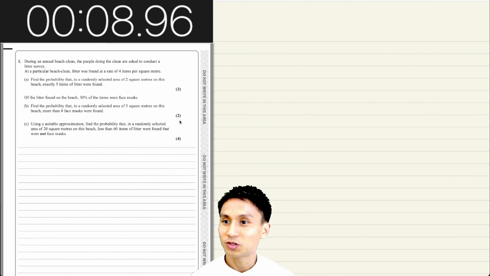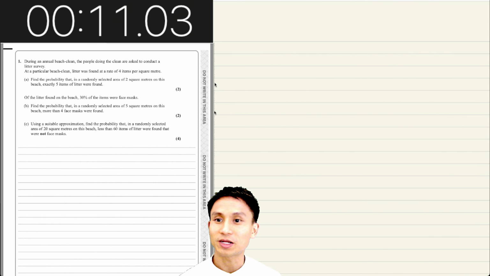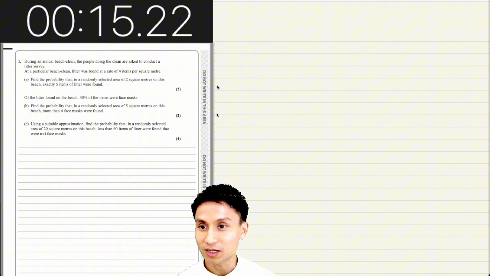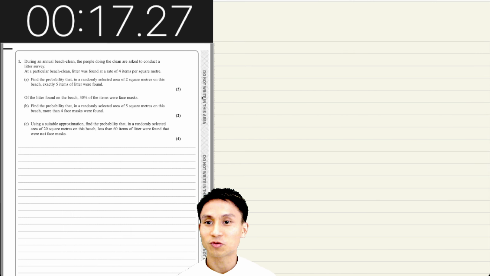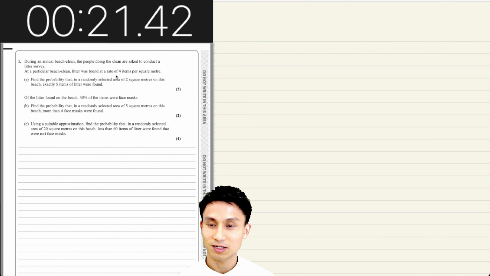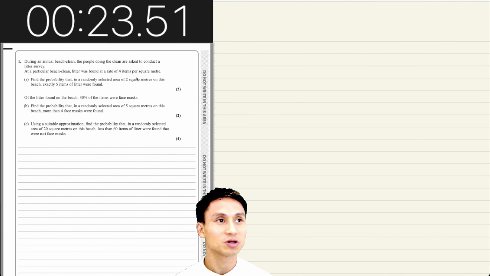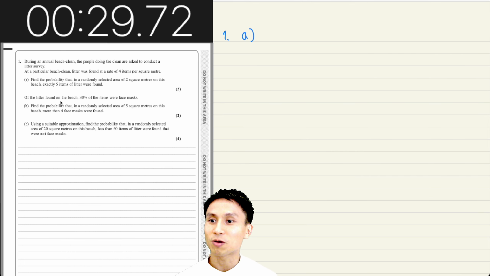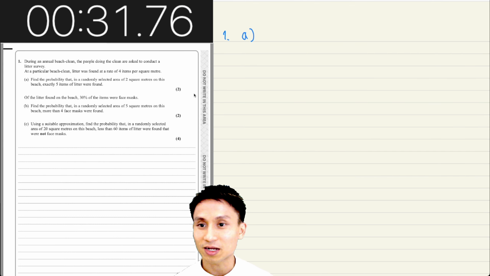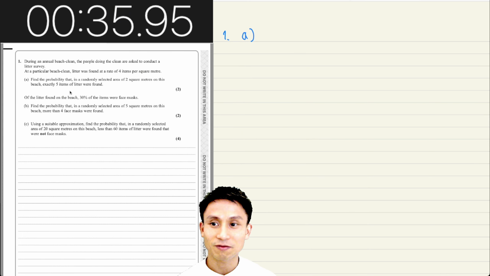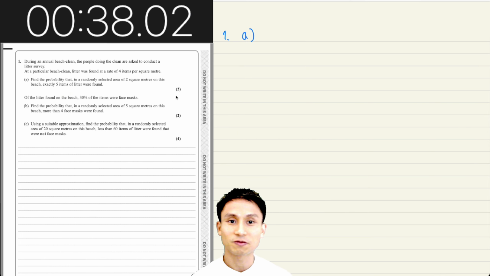Okay, number 1. During an annual beach clean, the people doing the clean are asked to conduct a little survey at a particular beach clean. Litter was found at a rate of 4 items per square meter. So when you see the word rate, right, rate of something per something, that is indicating a Poisson distribution, right? So number 1 here, A, find the probability that in a randomly selected area of 2 square meters on this beach, exactly 5 items of litter were found, right?